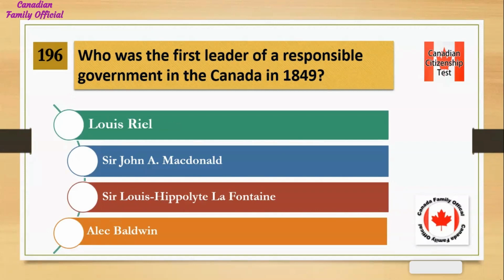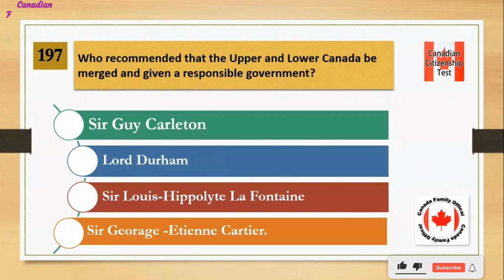Who was the first leader of a responsible government in Canada in 1849? Number 1, Louis Riel. Number 2, Sir John A. Macdonald. Number 3, Sir Louis Hippolyte Lafontaine. Number 4, Alec Baldwin. And the answer is Sir Louis Hippolyte Lafontaine.